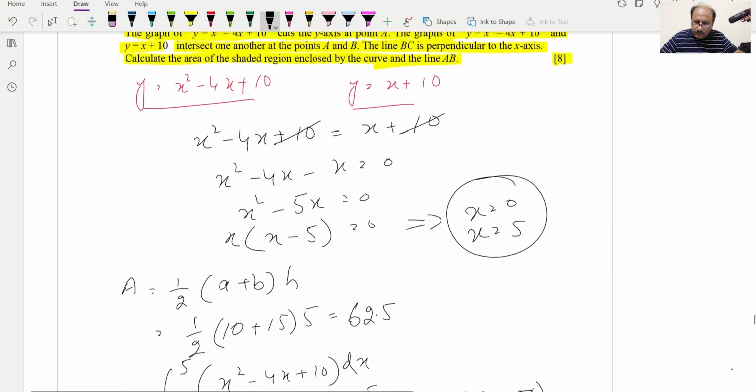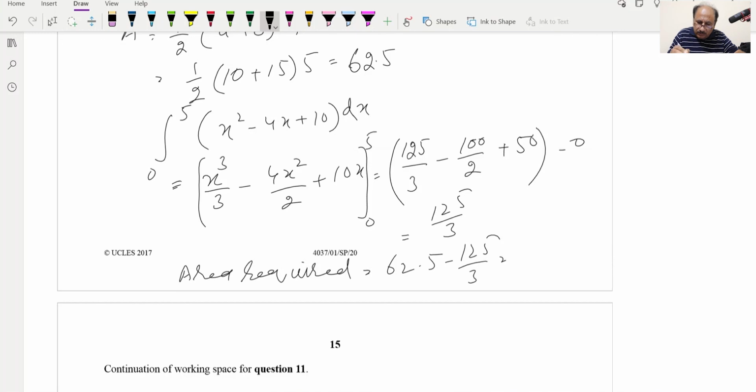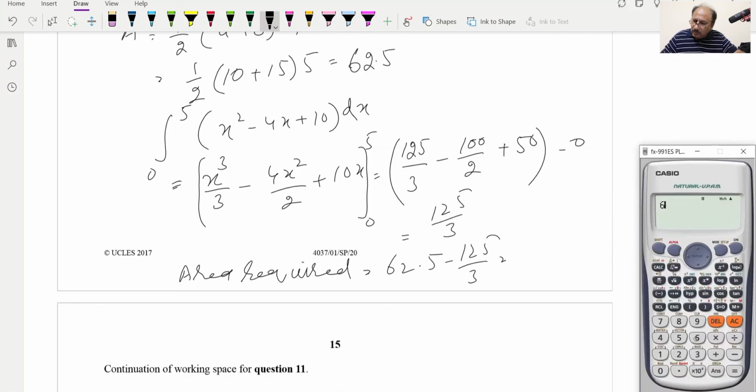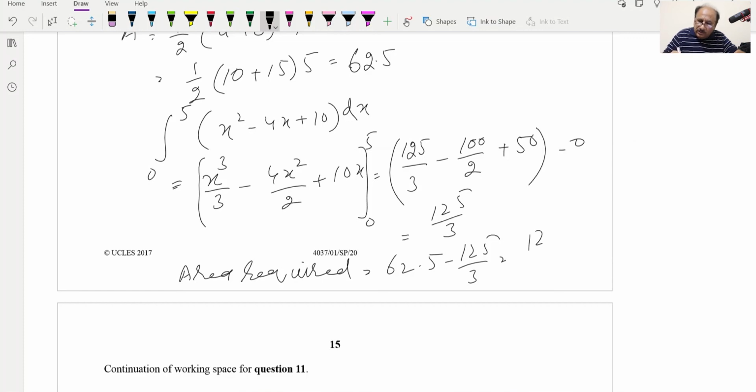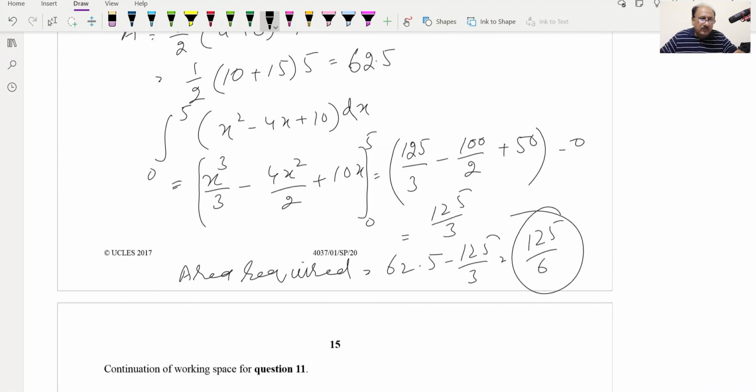So from the trapezium, which is 62.5, we will subtract. So area required will be equal to 62.5 minus 125 by 3, and the answer is equal to 125 over 6. This will be the answer, or we can write in decimal format.